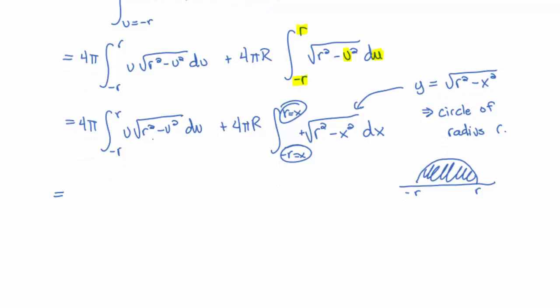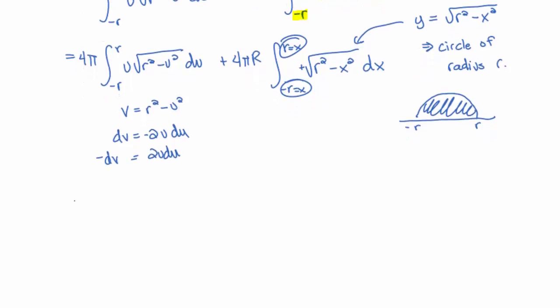The other part is a simple substitution. We already are using the letter u, so I'm going to say let v equal little r squared minus u squared, which means that dv is equal to negative 2u du, or in other words, 2u du is equal to negative dv. And so our integral becomes, well, I'm going to pull out from that first integral the du, the u, and then a 2 from that coefficient. So when I do that, I end up with the following.